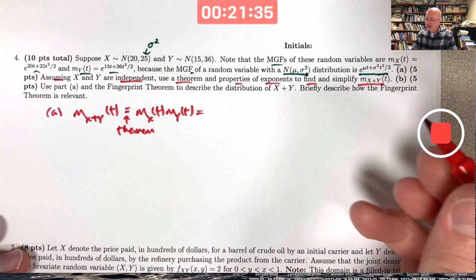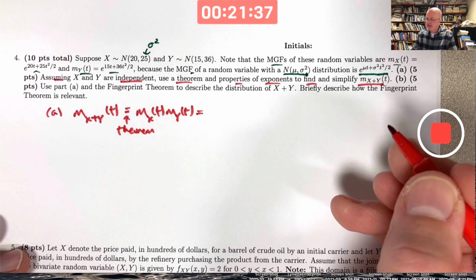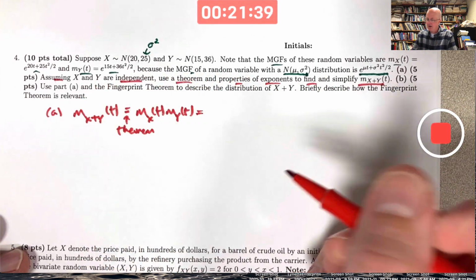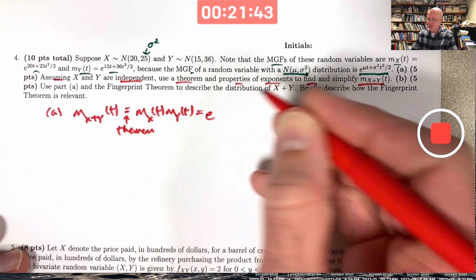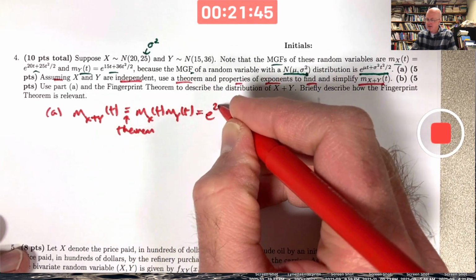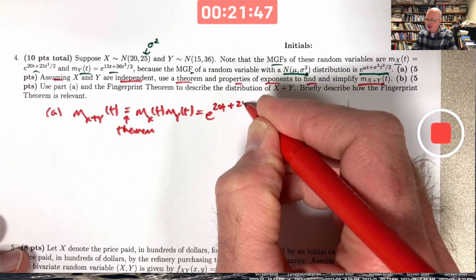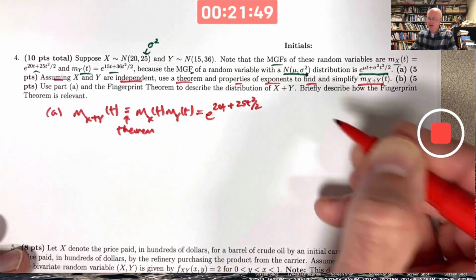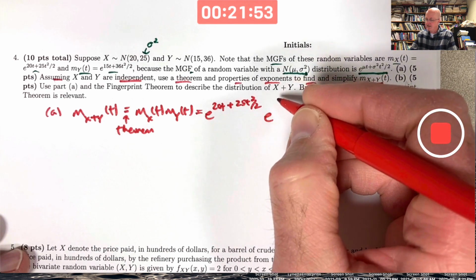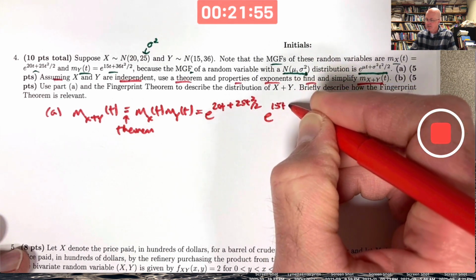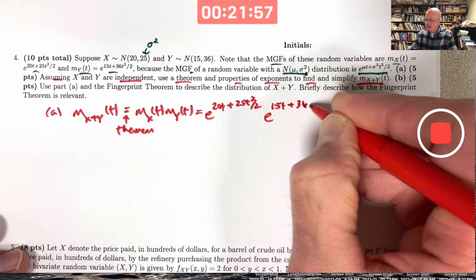As far as properties of exponents go, to find and simplify this, I need to use the formulas that are given, and I need to add the exponents, because that's a property of exponents. The moment generating function for X is e to the 20t plus 25t squared over 2. That's all an exponent of e. And the moment generating function for Y is e to the 15t plus 36t squared over 2.